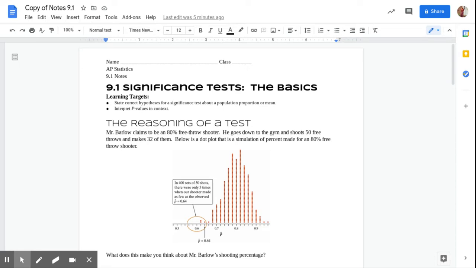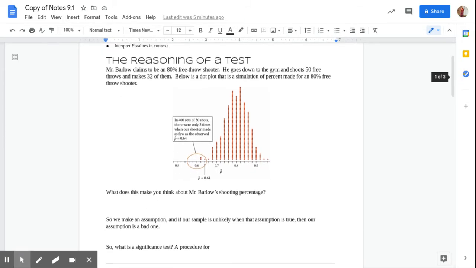So two learning targets: we're going to look at correct hypotheses for a significance test about population proportions or means. So again, we're going to use the same type of values we've been looking at, and we're going to talk about what a p-value is. So this first thing says the reasoning of a test.